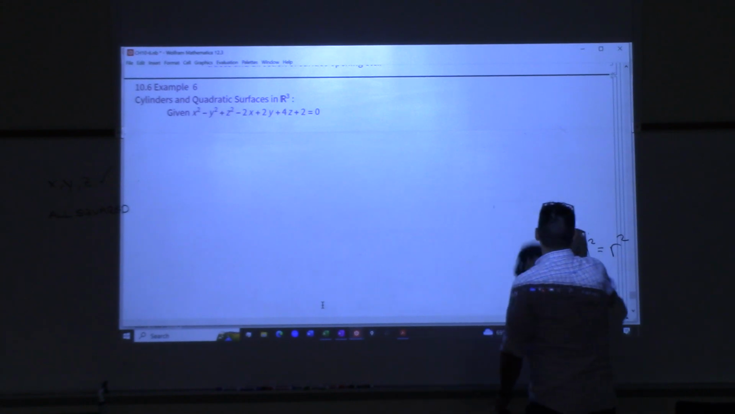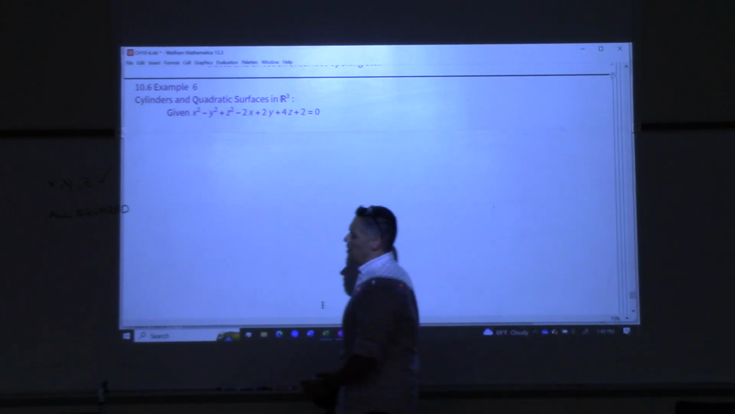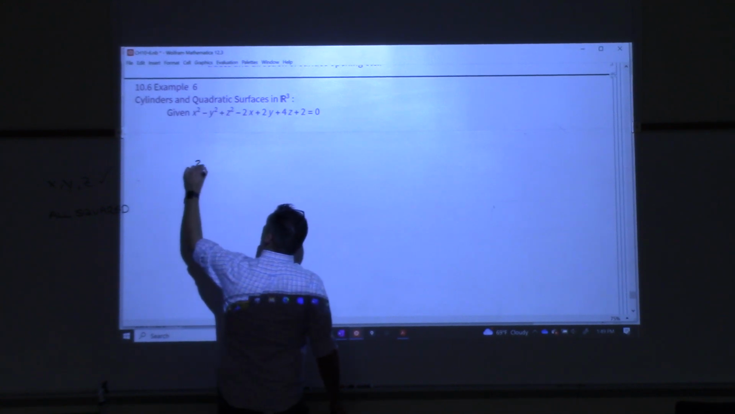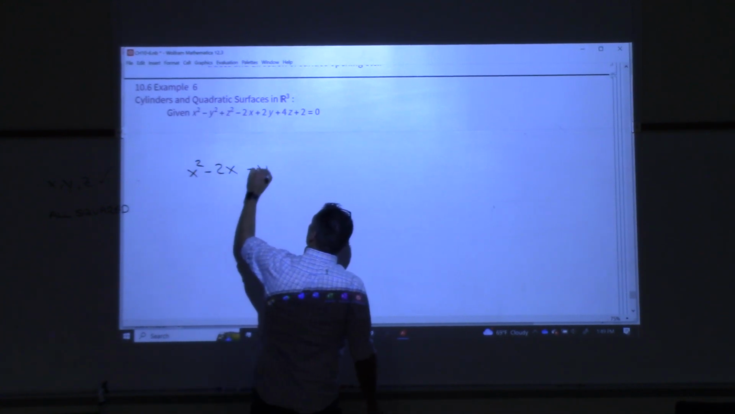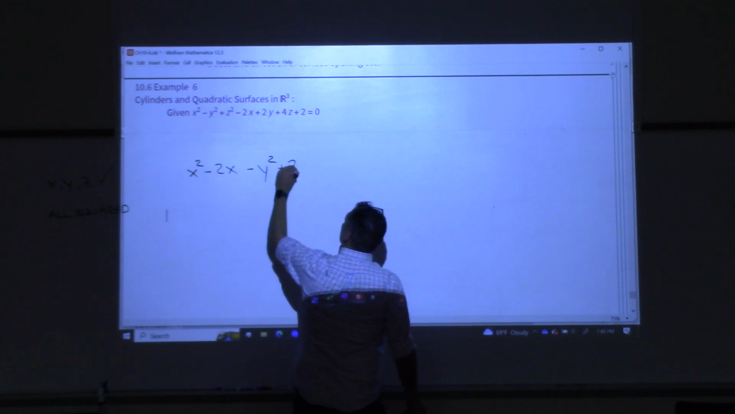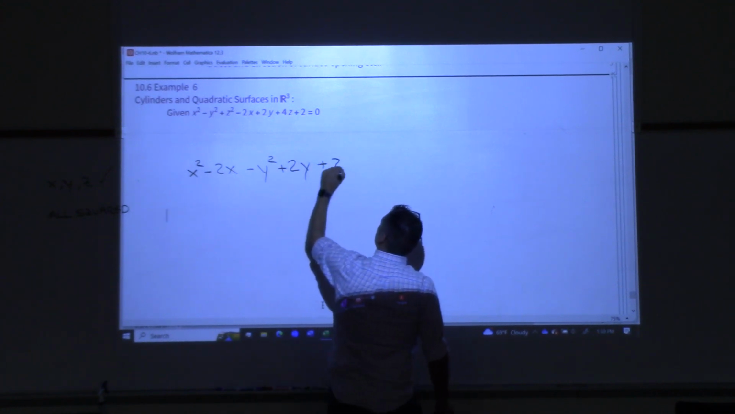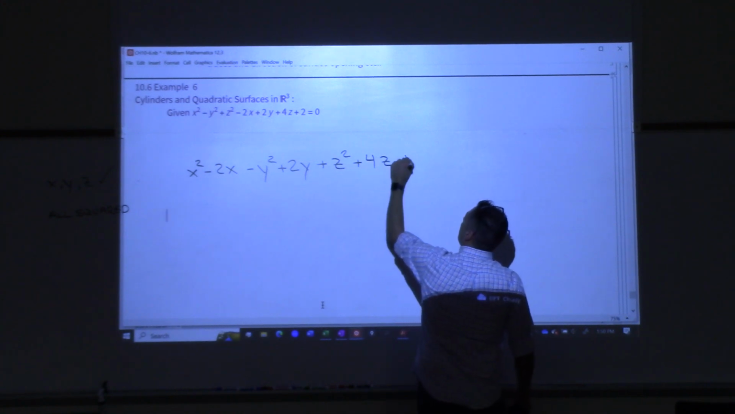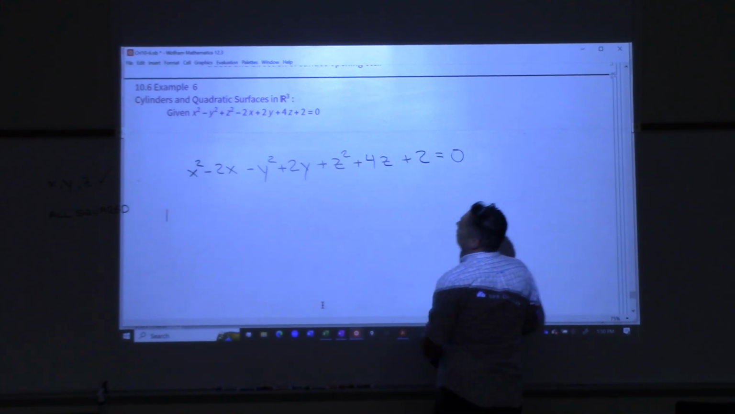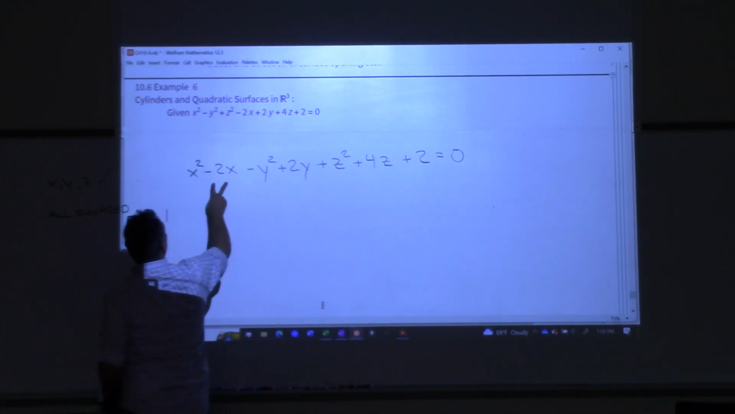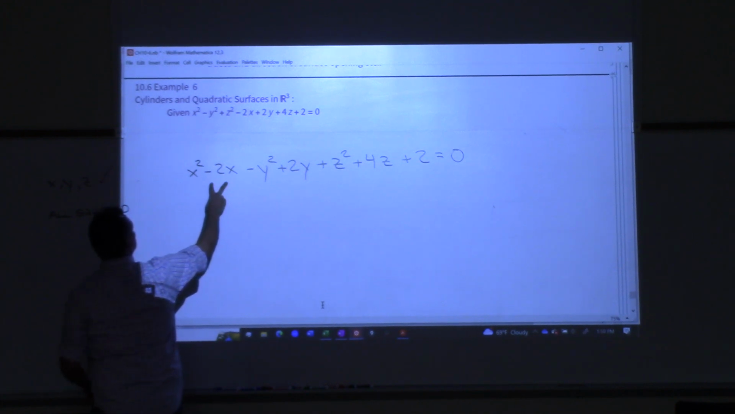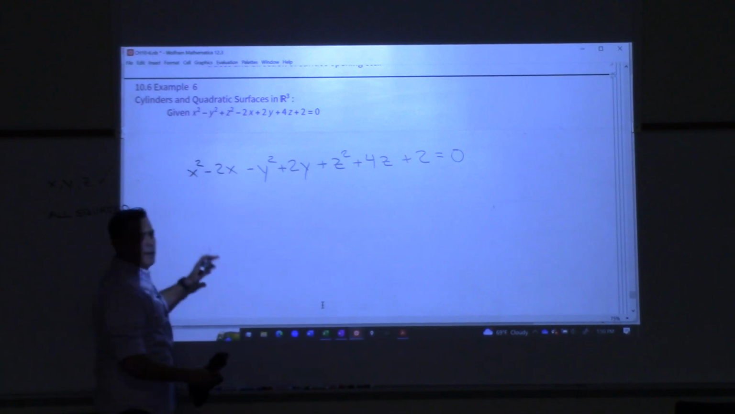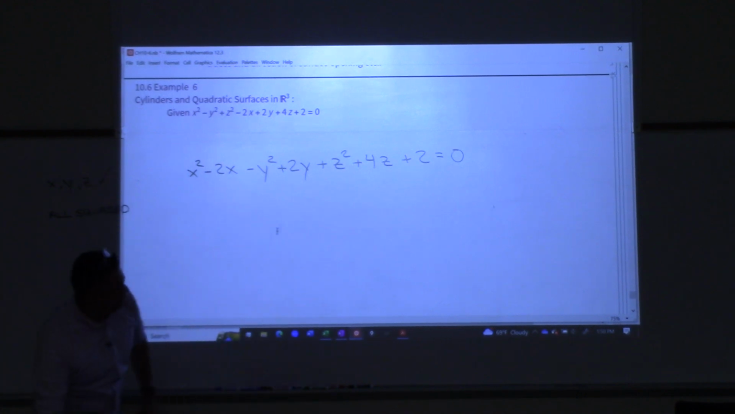And then we'll classify it and write it in standard form, and then we'll be done. We'll be ready to move to the next section. So I'm going to just rewrite x squared minus 2x minus y squared plus 2y plus z squared plus 4z plus 2 equals 0. Okay. So I collected my x terms together, my y's together, my z's together. All right, I'm going to complete the square on each of these.